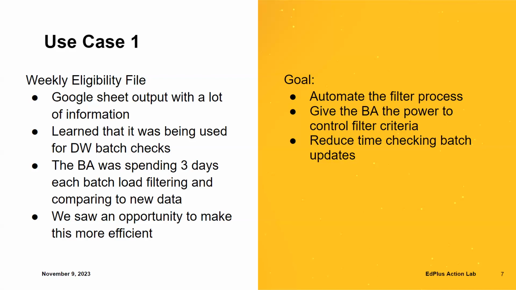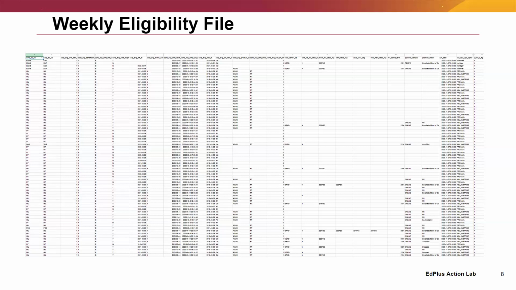But we found out that they were spending 3 days for each batch check, which is a lot of time and a lot of frustration, a lot of work for something very easy to pinpoint. So we saw an opportunity to make that more efficient. The goal was to automate the filter process, give the business analyst the power to control the filter criteria, and reduce the time checking batch updates. So take away all that work and make it easy. So there's the fun eligibility file.